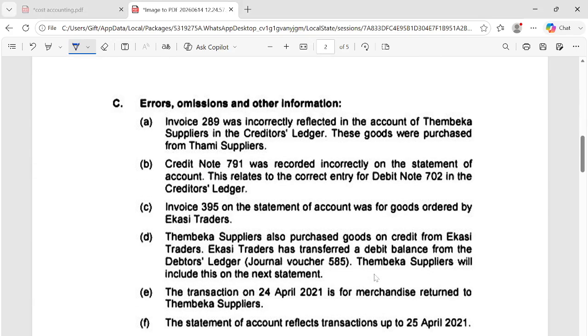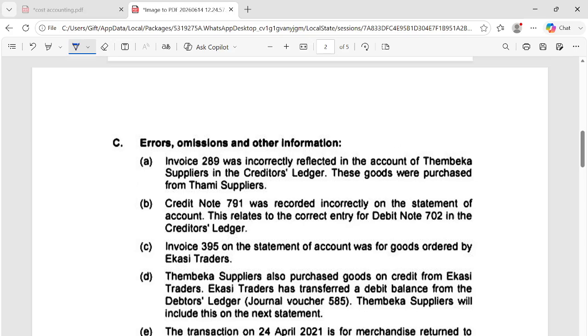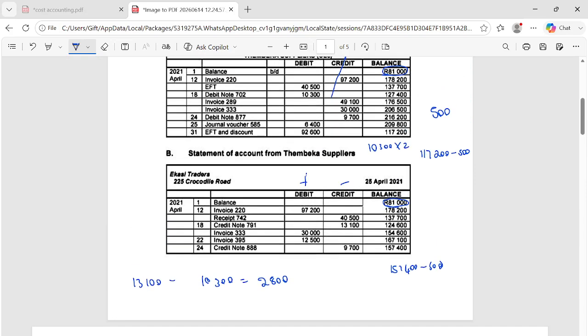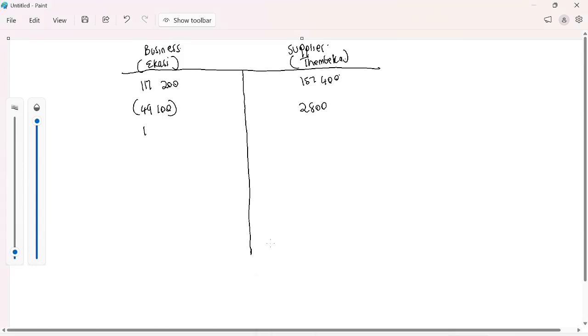So we have invoice 395 on the statement account, which was for goods ordered by Legacy Traders, meaning surely Legacy Trader did not account for these goods, meaning it increases the debt, right? They bought on credit. So invoice 395, which is 12,500. Do we have invoice 395 here? No, we don't have it. So I'm gonna add it on Legacy, 12,500. So I'm gonna say 12,500 this side. Now we move.